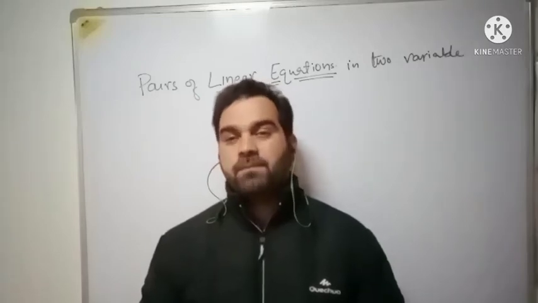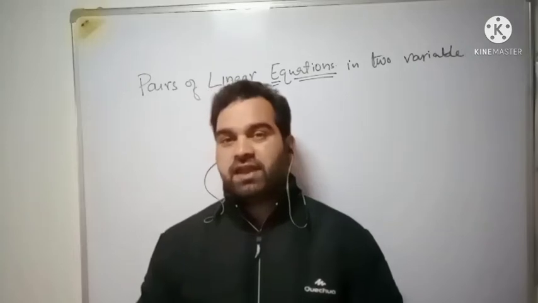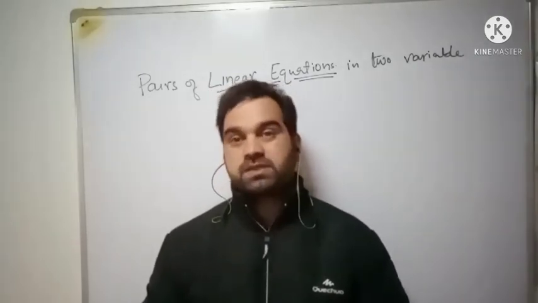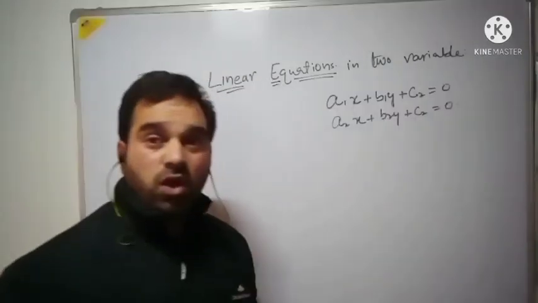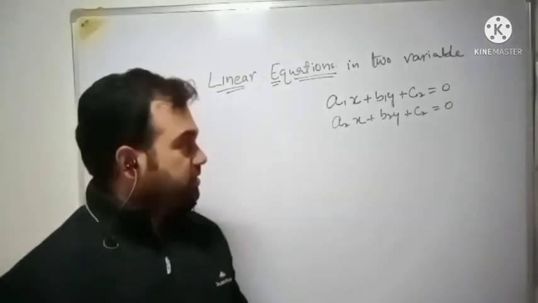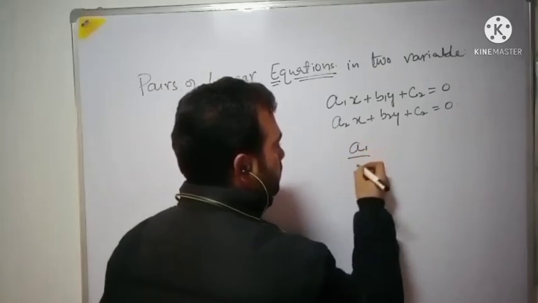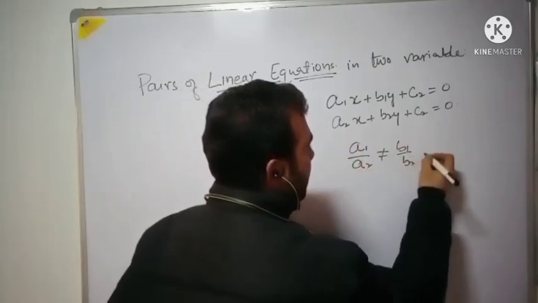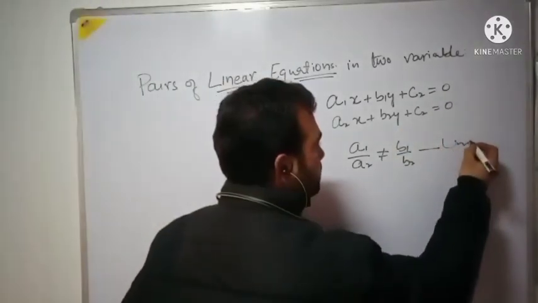So let's look at a pair of linear equations. The general form of a pair of linear equations is a1x + b1y + c1 = 0 and a2x + b2y + c2 = 0. We also compare the ratios of these two equations. If a1 by a2 is not equal to b1 by b2, we say that the given pair of linear equations will have a unique solution.